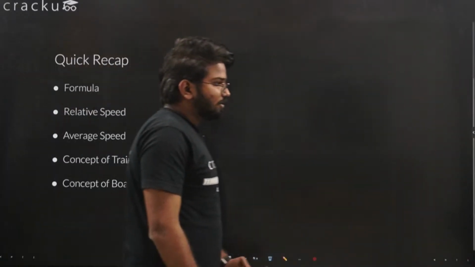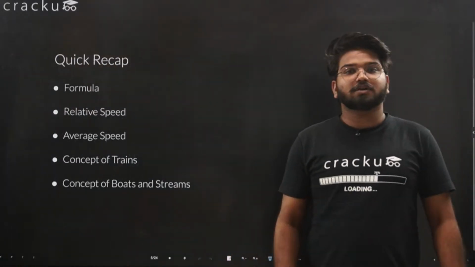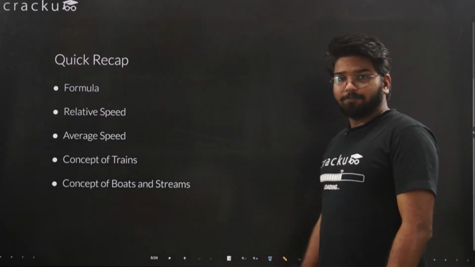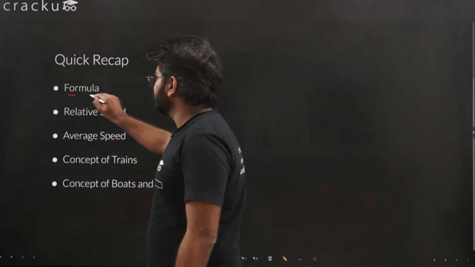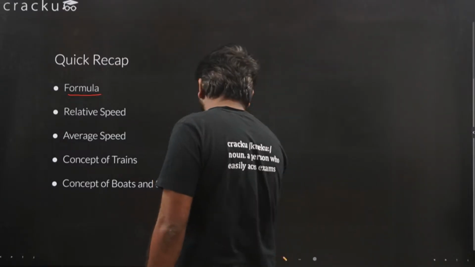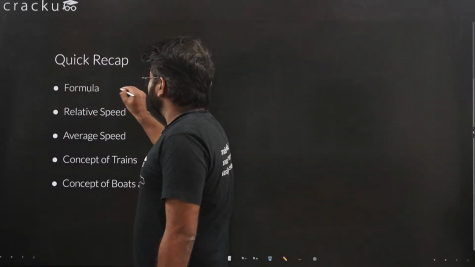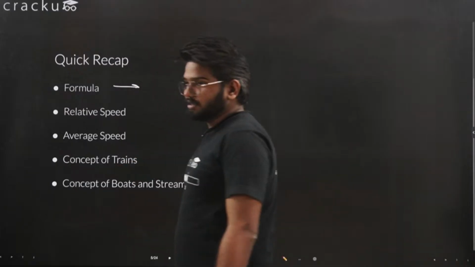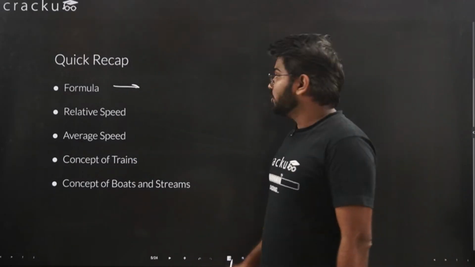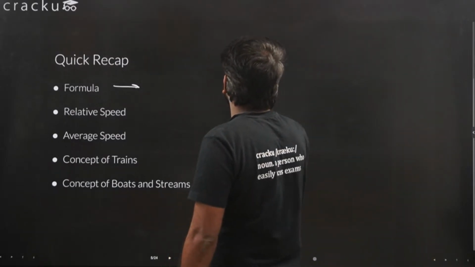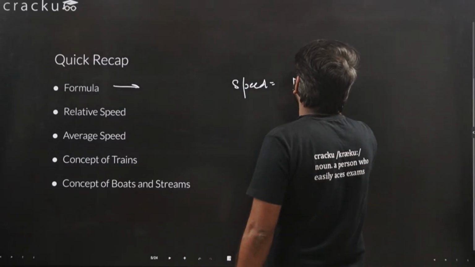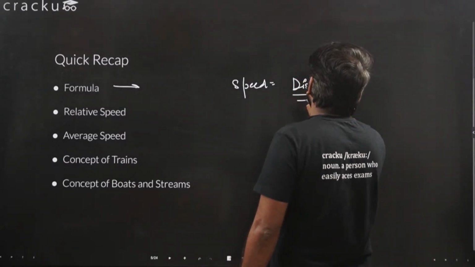This is something we have already covered in the first part. We covered all the basic things. We'll recap. First thing, it's very simple. The topic starts with the formula. The formula is nothing but the relation between time, speed and distance. You would have studied that speed is equal to distance divided by time.